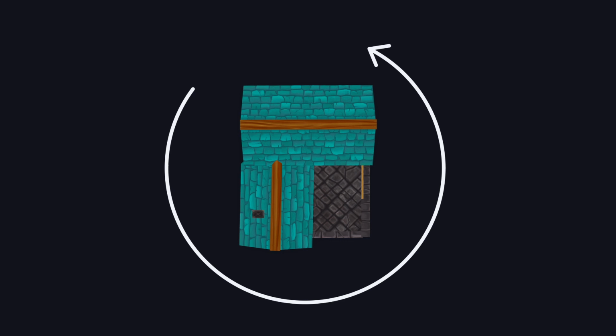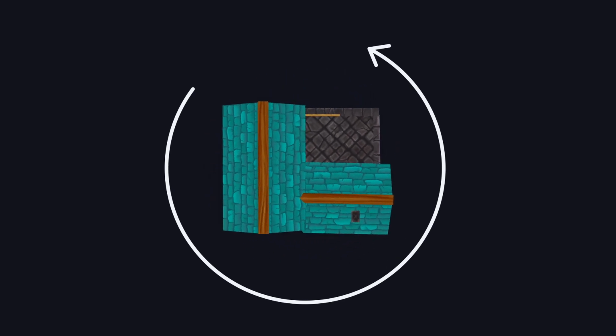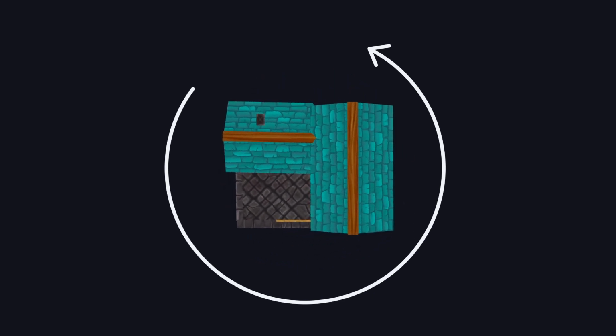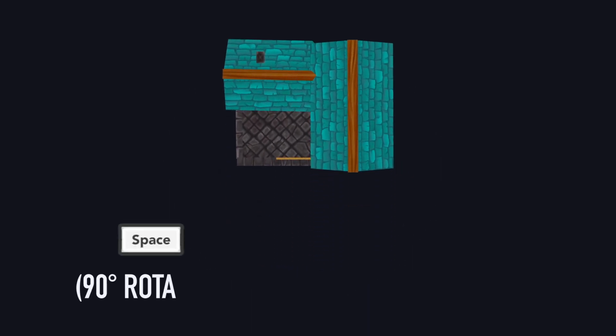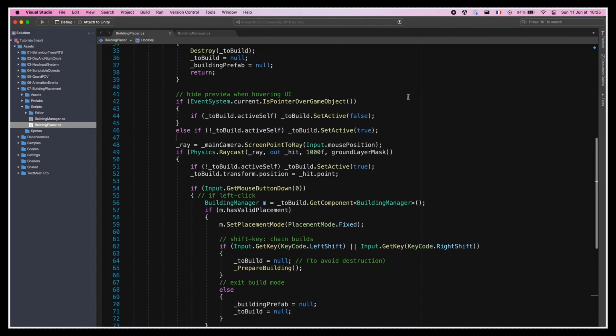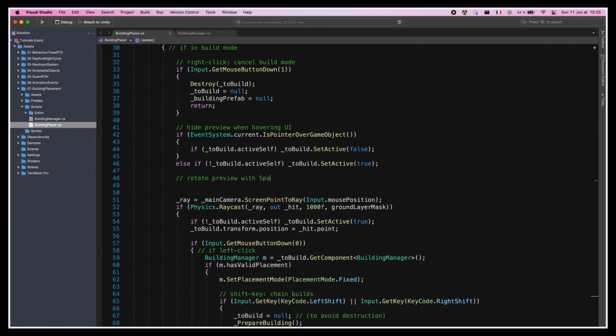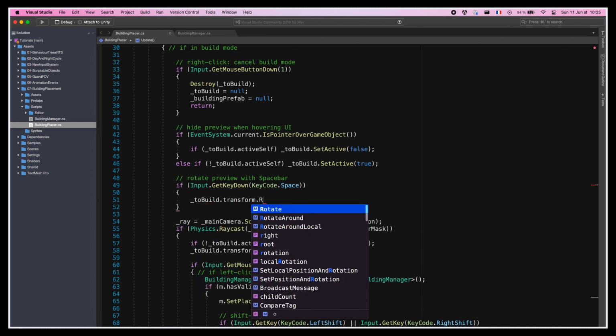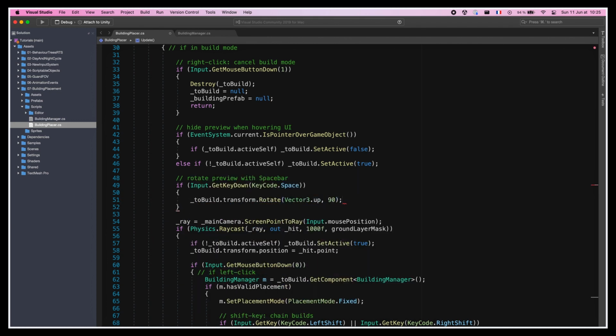Alright, last of all, let's add a basic rotation feature so that players can rotate the buildings by 90 degrees, 180 degrees, or 270 degrees. The point would be to link the spacebar to a 90 degrees rotation so that by pressing this key once or multiple times, you can choose a custom orientation for your building. This sounds simple enough, right? We'll just add a little line in our update to check for a spacebar press, and in that case, we'll rotate our toBuild.transform by 90 degrees around the vertical y-axis.